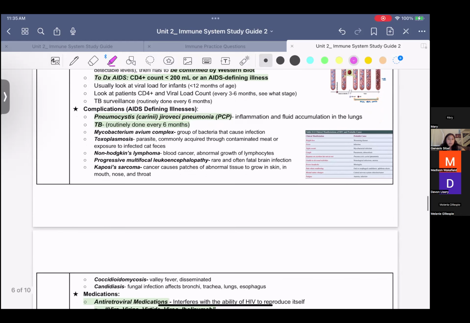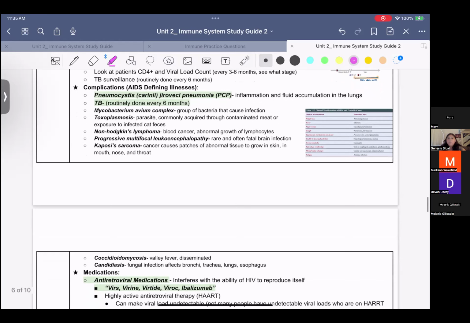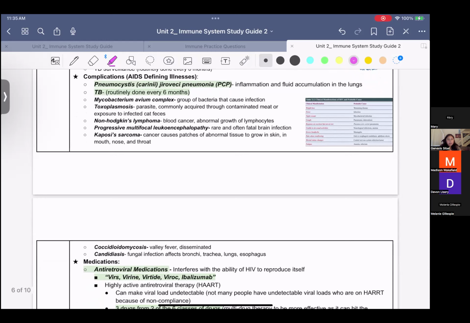So again, you can usually look at the viral load for infants. That's another thing that goes on, right? Because sometimes mothers don't tell us if they have HIV. You look at patients with CD4 and viral load count every 3 to 6 months. That makes sense because of course you have to look at it. And then you'll do TB surveillance, right? Because of infections.